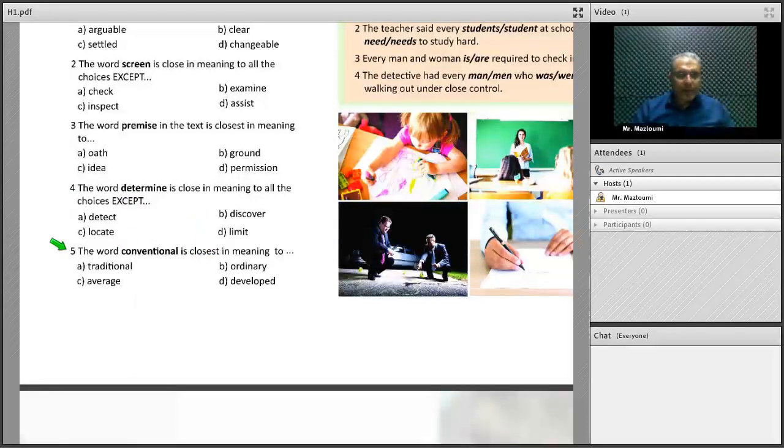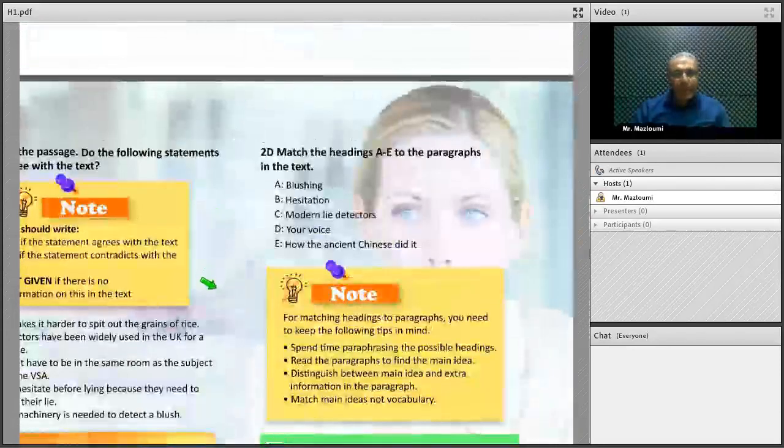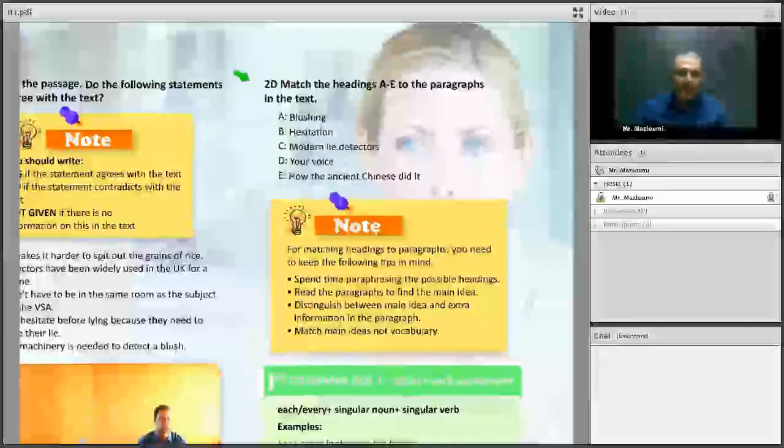Number 5, the word conventional, as we had in the text in paragraph 5, the word conventional is closest in meaning to. So conventional means traditional. Traditional. Okie dokie, let's move on. Let's move to exercise D.